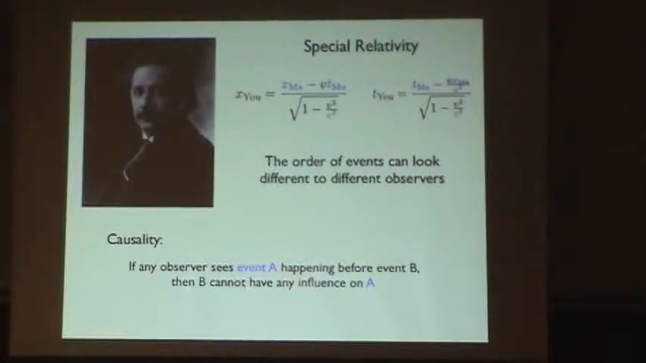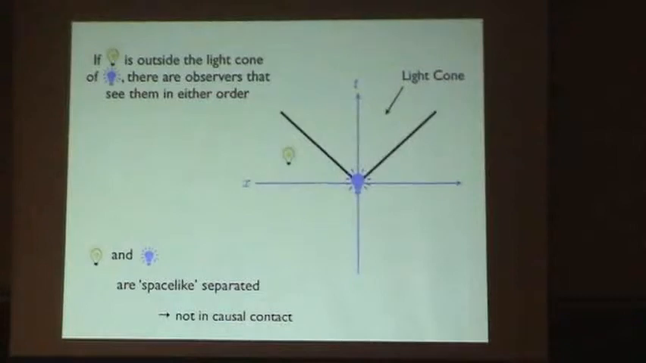So this has quite deep implications. Let's think about what those implications are. Well, we'll go back to the space-time diagram, and let's try to ask which events can have an impact on each other. So if the yellow bulb goes off at a point that's outside of the light cone of the blue bulb, the light cone is this region bounded by light rays, everything the light ray can reach. If the yellow bulb goes off outside of the light cone of the blue light bulb, then there are observers that can see these two events happening in either order.